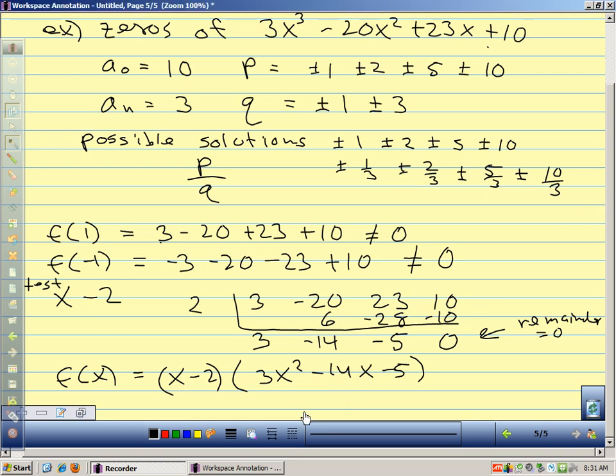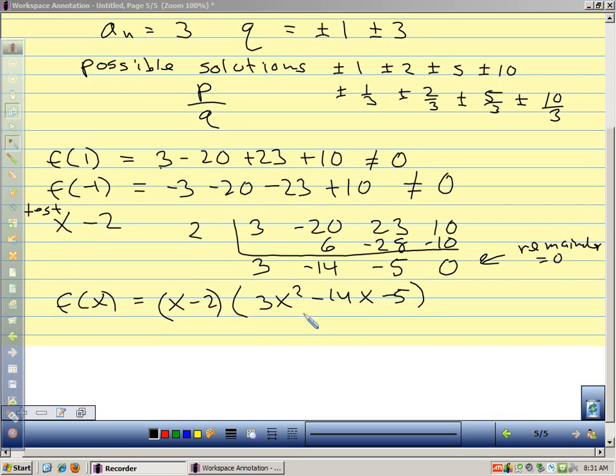Well, according to our linear factor theorem, how many factors does this polynomial have? 2, because my highest exponent is 2. So I have 2 more factors. So this is x minus 2, and I can factor this quadratic. I get 3x and x. The only factors of 5 are 5 and 1. So I can factor this as negative 5 and positive 1.